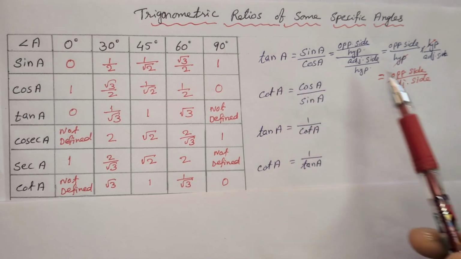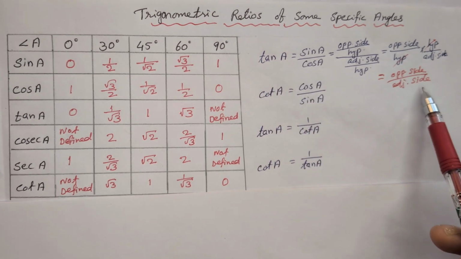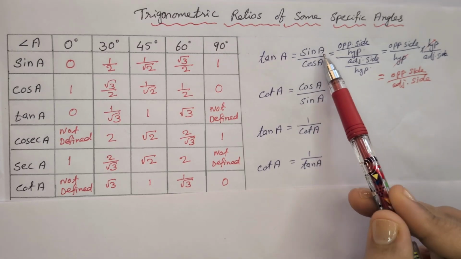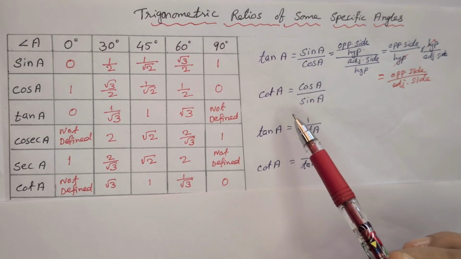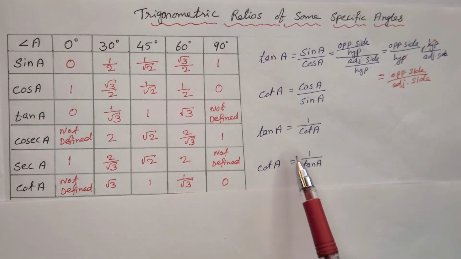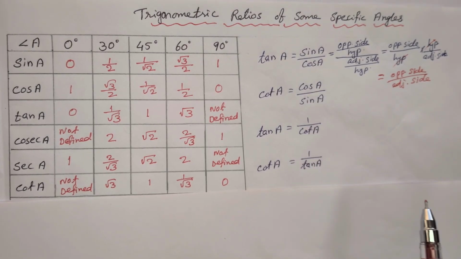That means tan A is opposite side by adjacent side, which we can write in terms of sine and cos, sine A by cos A. Similarly, cot A we can write as cos A by sine A. Again, tan A is equal to 1 by cot A and cot A is equal to 1 by tan A.